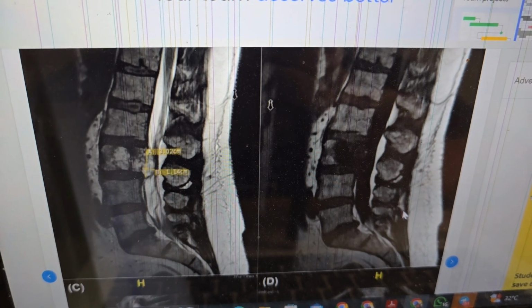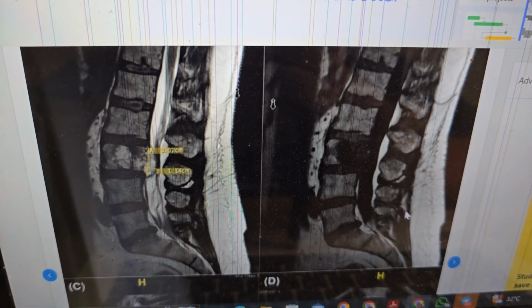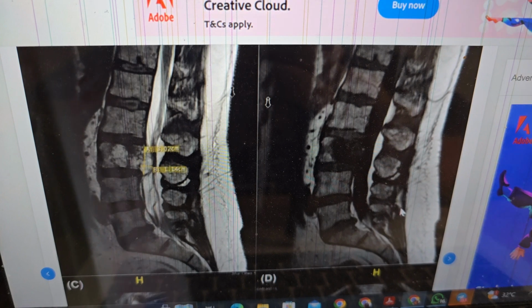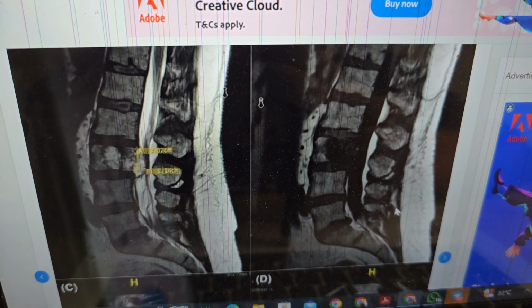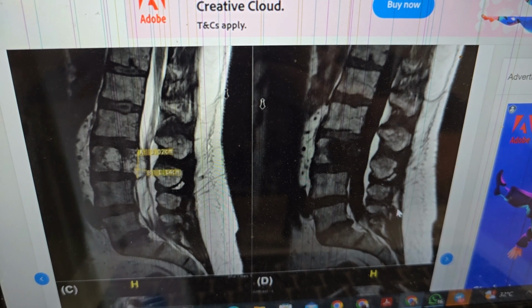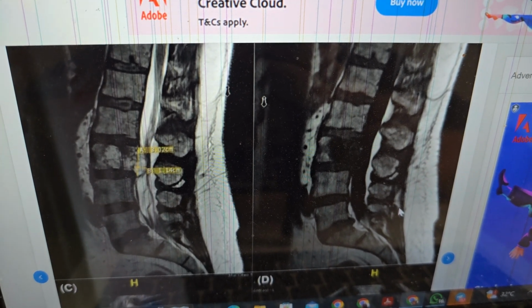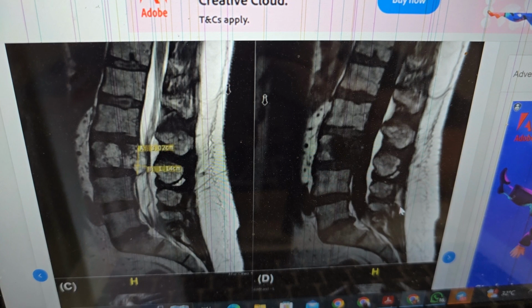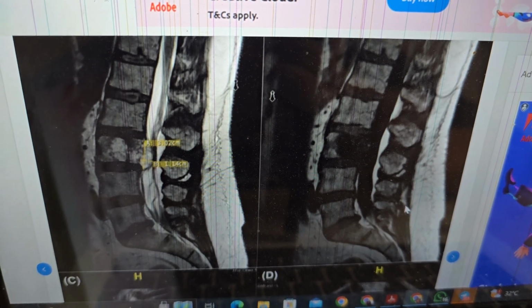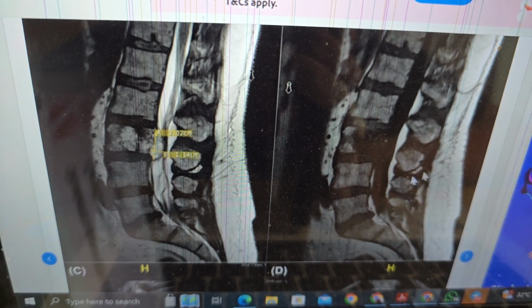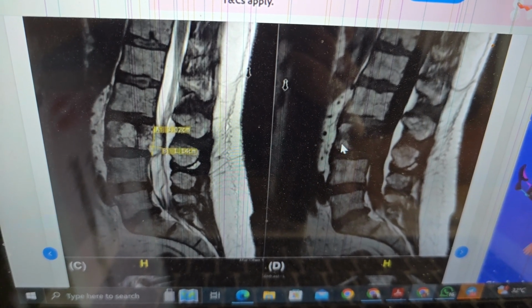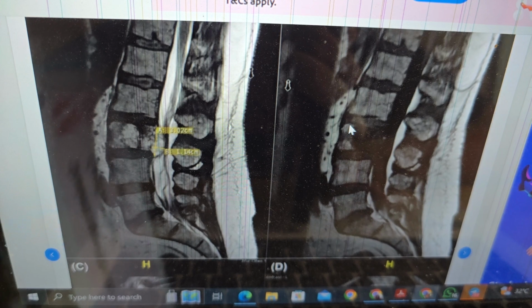And in the T2 weighted image, you can see hyperintense signals, which we can appreciate because of the edema, and you can see in the T1 weighted image sagittal, maybe there is some bleeding here, which may be represented.